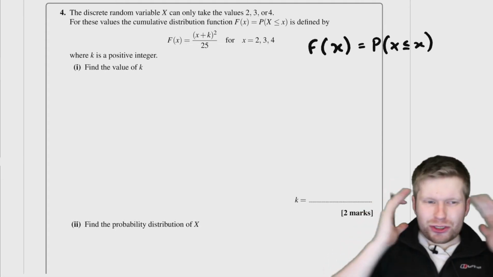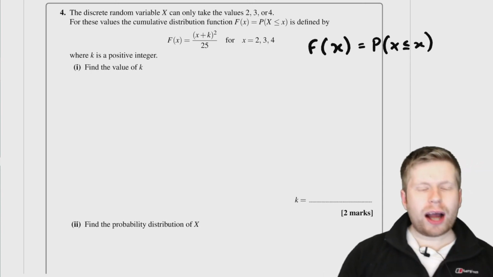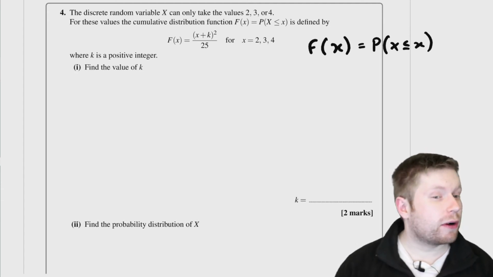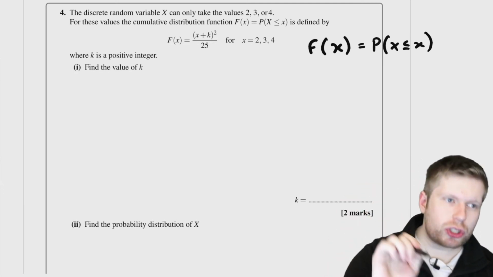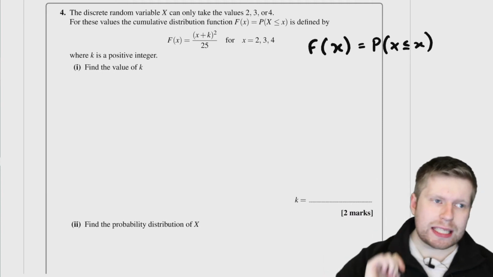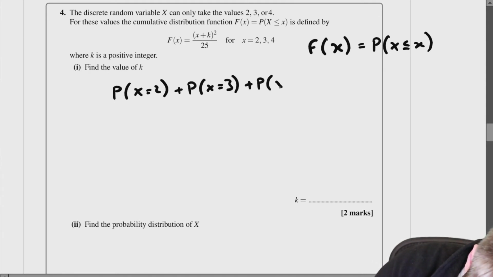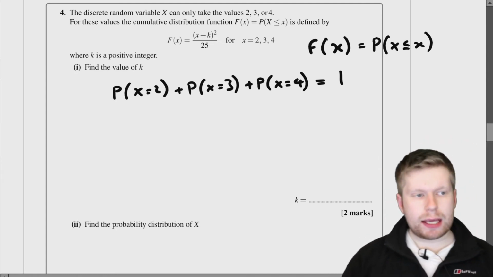Now just remember, this is using exactly the same kind of principle as we did in question 2. I just need to use some kind of rule that I know about probability functions and probabilities. Well, okay, I know that all probabilities have to add up to 1. So therefore, if I add together the probability that x equals 2, plus the probability that x equals 3, plus the probability that x equals 4, so let me write that down. If I add all of those values together, that should just be equal to 1.